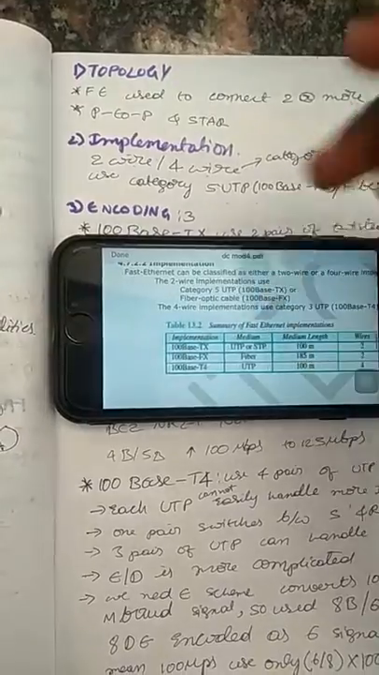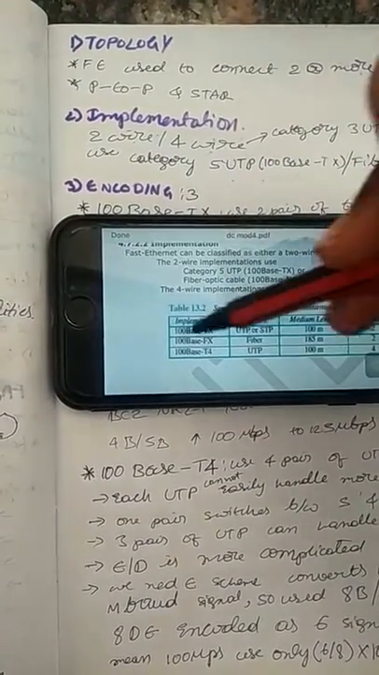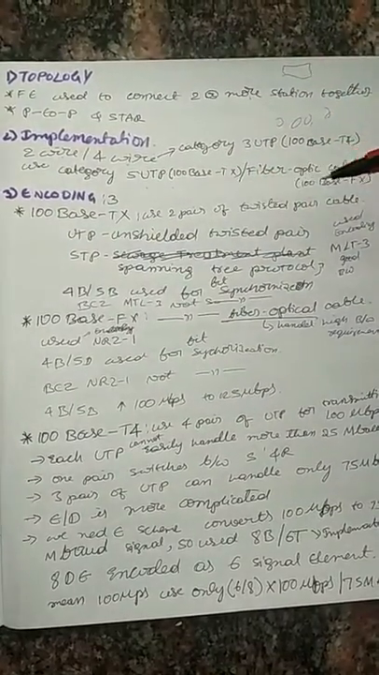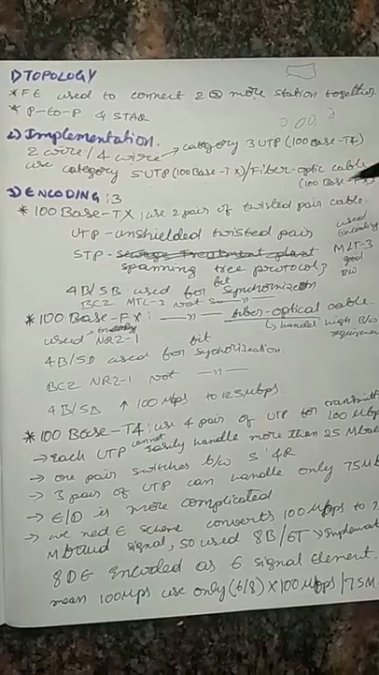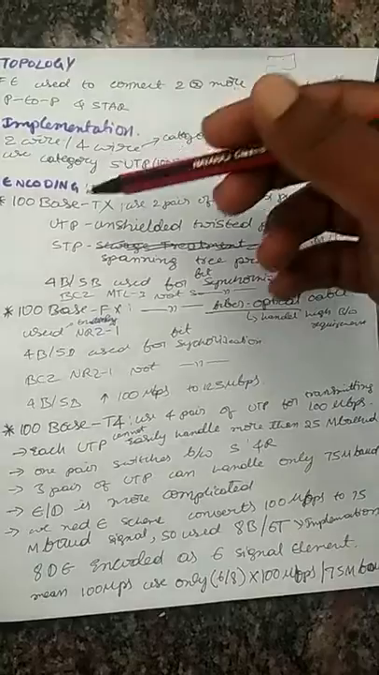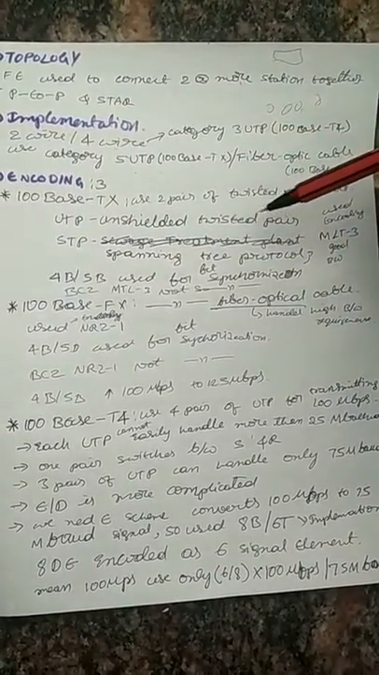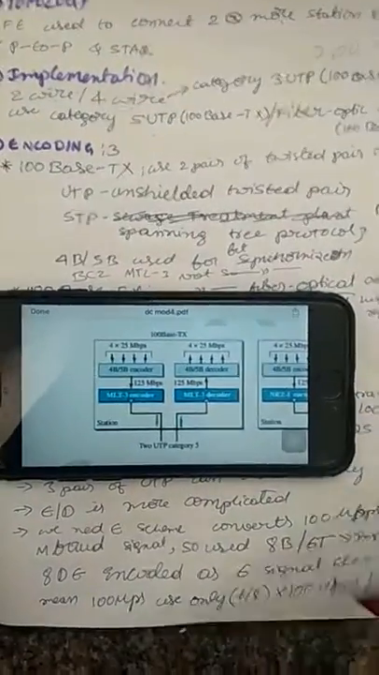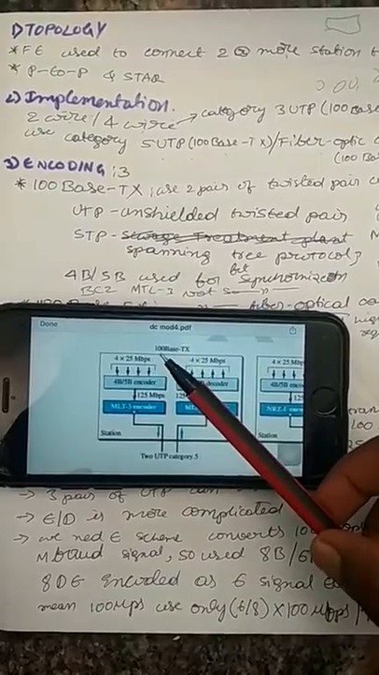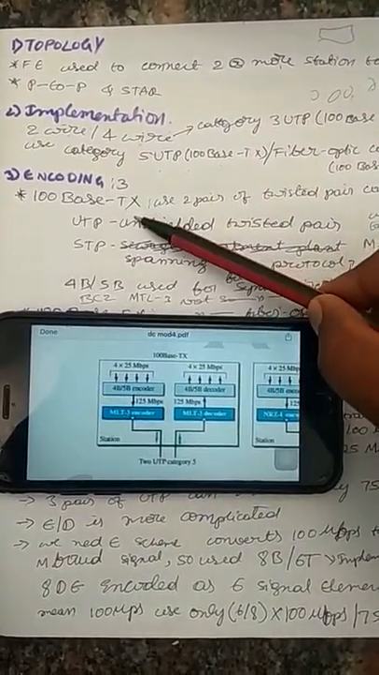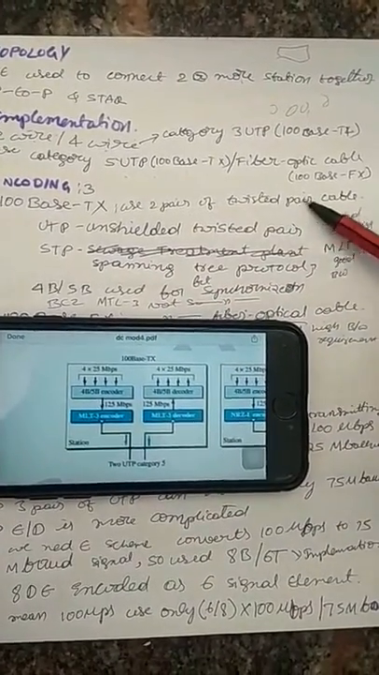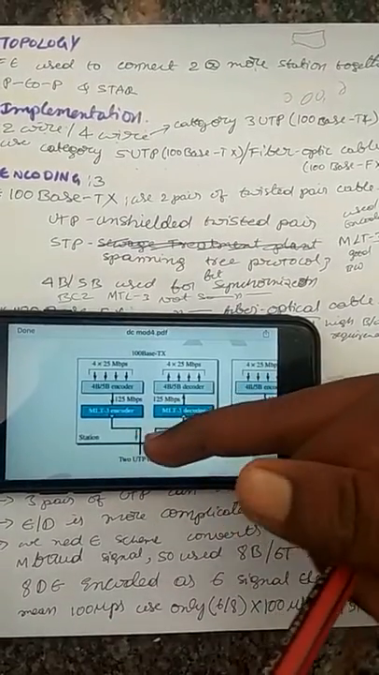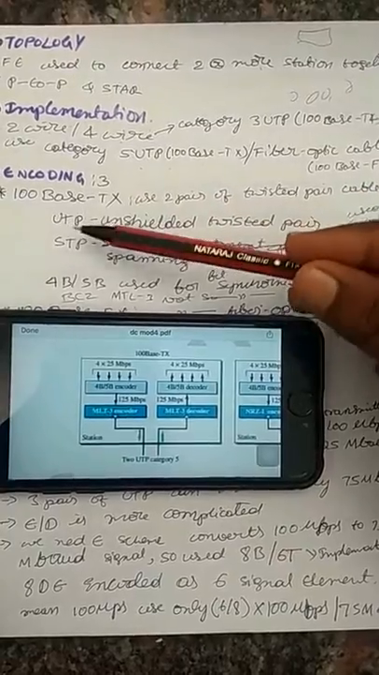Now we are going to discuss the encoding techniques one by one. How we are going to implement 100Base-TX: 100Base-TX uses 2 pairs of twisted pair cable. It may use UTP, unshielded twisted pair, or STP, shielded twisted pair. You can see here, this first one, 100Base-TX, we use 2 pairs of twisted pair cable, category 5 UTP. It may be UTP or STP.